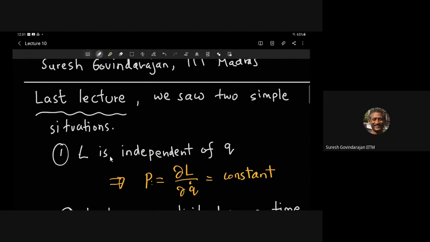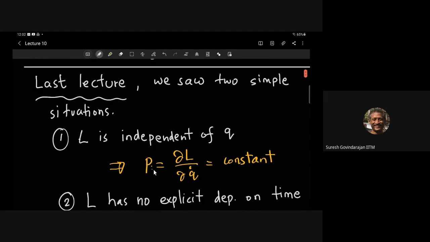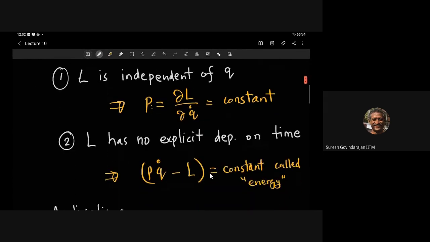So the first one was when L was independent of the coordinate Q, then the canonically conjugate momentum P, which is defined as dL by dQ dot, is a constant. Then P will be some expression in terms of Q dot, and you just hopefully can solve it. The second one was when L has no explicit dependence on time. Then we saw that this combination, P Q dot minus L, is a constant, and usually we call it energy.